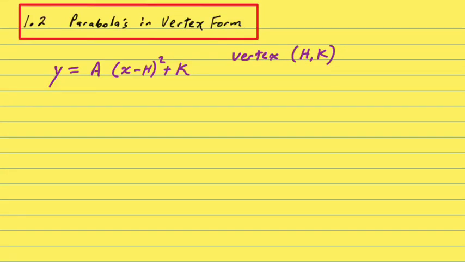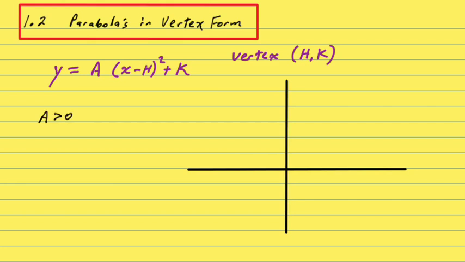We're going to start talking about section 1.2. It's parabolas in vertex form as well as intercept form. Vertex form is what's given: y equals a, x minus h, quantity squared plus k. What happens is, if a is positive, the parabola opens upward. If a is negative, the parabola would open downward.